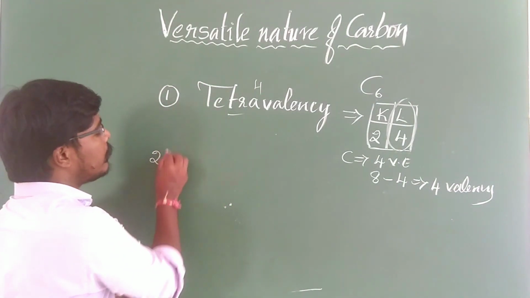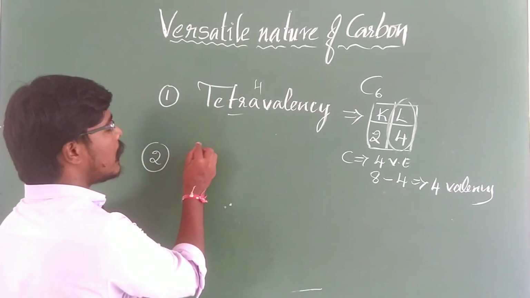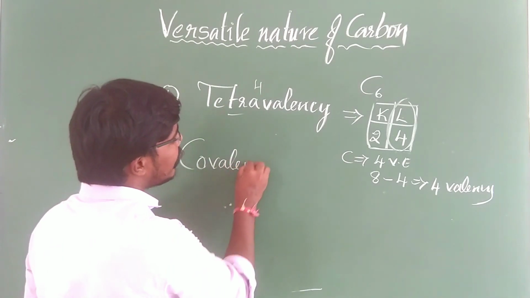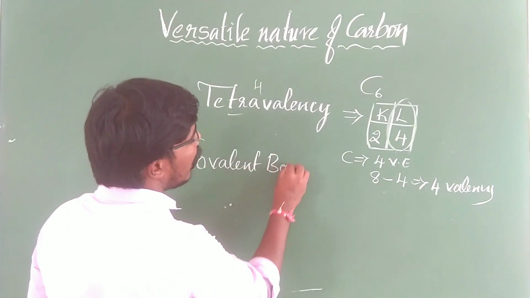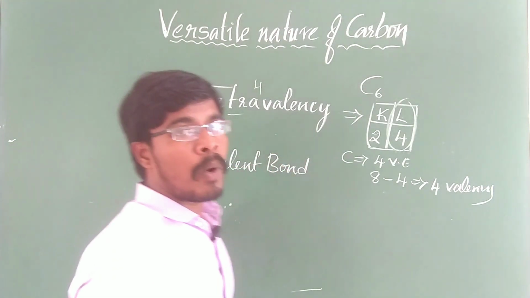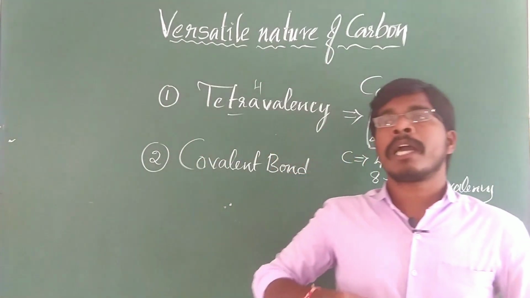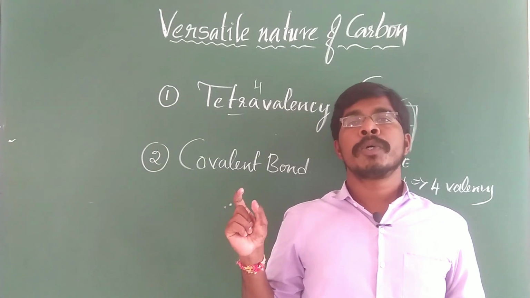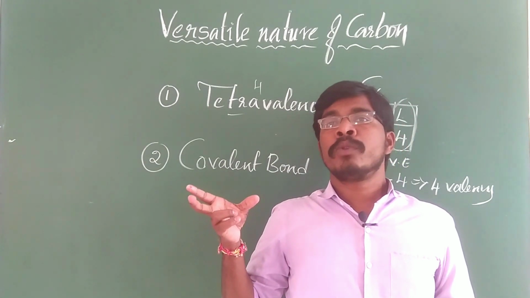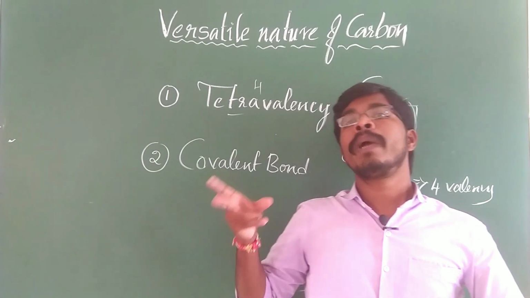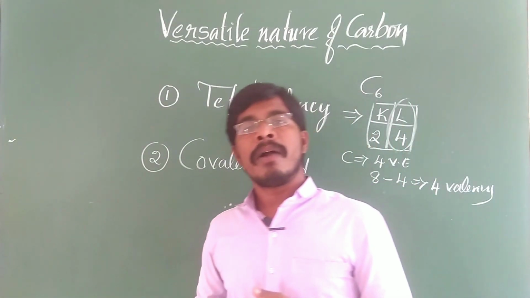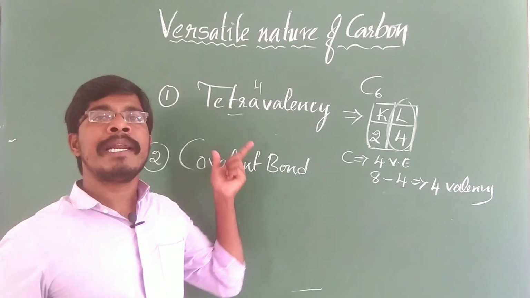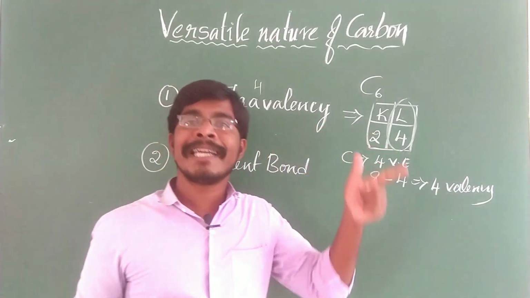And the second one, already we have discussed it: carbon always forms covalent bonding. Whenever carbon and any other element combine, the bond between those atoms will always be covalent bonding. Already we have discussed the reason. What is the reason here? Carbon has an ability to share electrons.